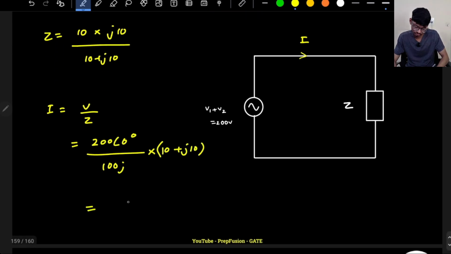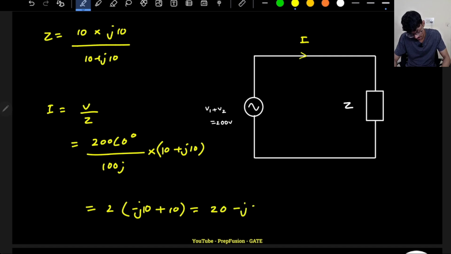So it comes out to be: 100 cancels out, this is minus 90, minus j goes there, this will be minus 10j and this will be plus 10, so ultimately it will be 20 minus j20. So this is my current. In phasor can I write this current? Yes. In phasor the angle will be minus 45 and the magnitude will be 20 root 2.